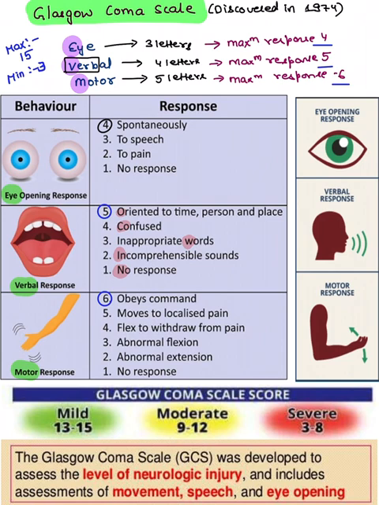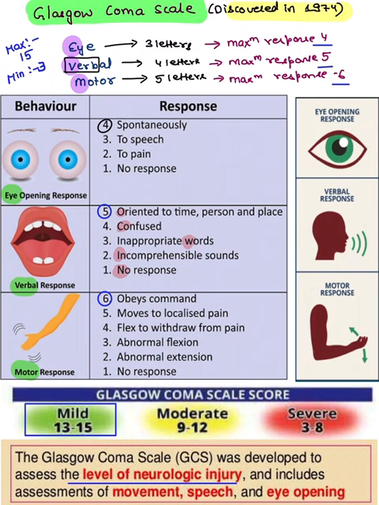So what is the use of this Glasgow Coma Scale? Suppose a patient presents to you in your emergency department with a history of trauma or some brain injury. You need to assess the condition, so we go for the Glasgow Coma Scale. How do you grade it? If it is 13 to 15, that is a mild injury, almost like normal. Moderate if the score is 9 to 12, and severe if the score is 3 to 8. This was developed to assess the level of neurological injuries, and it was discovered in 1974.